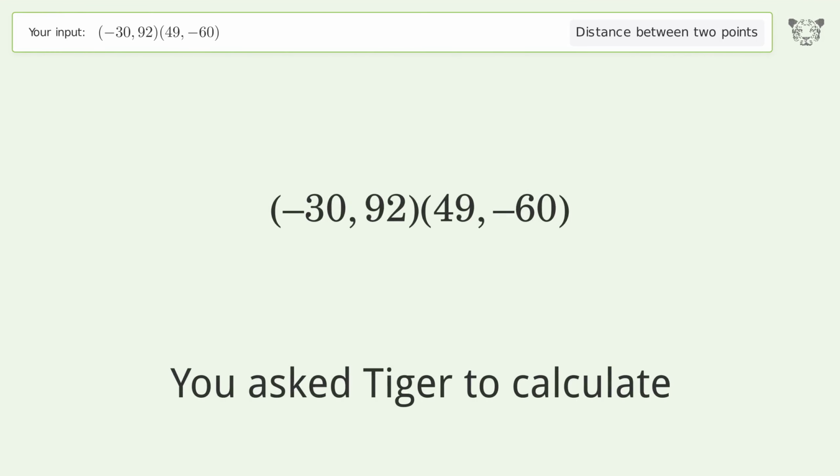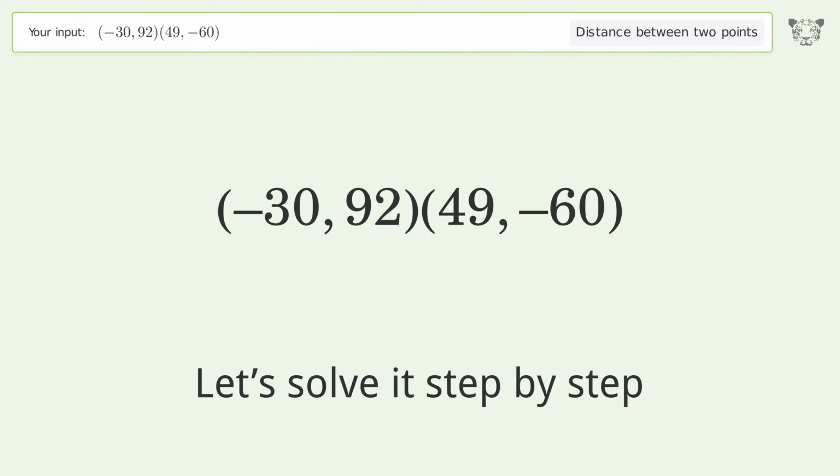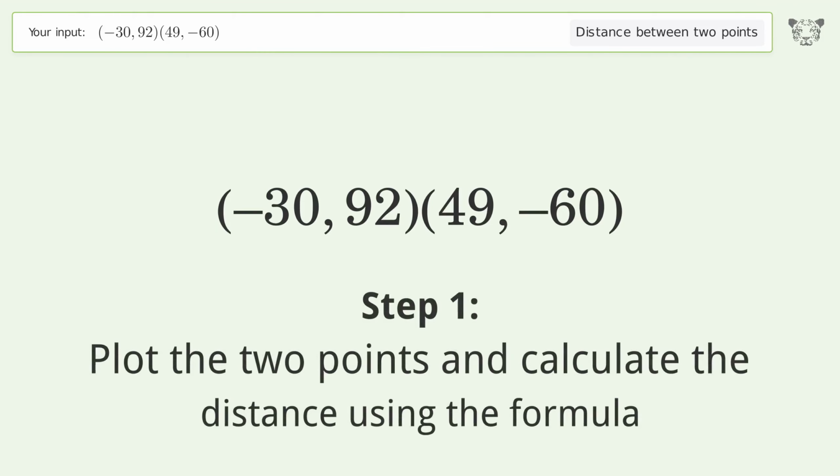You ask Tiger to calculate. This deals with the distance between 2 points. The distance between the 2 points is the square root of 29,345, or 171.304. Let's solve it step by step. Plot the 2 points and calculate the distance using the formula.